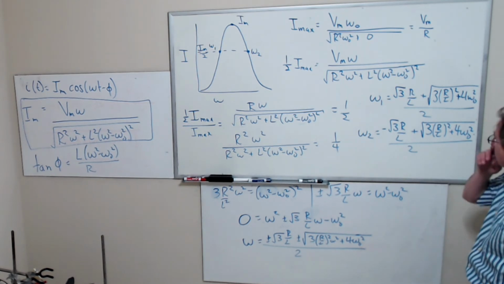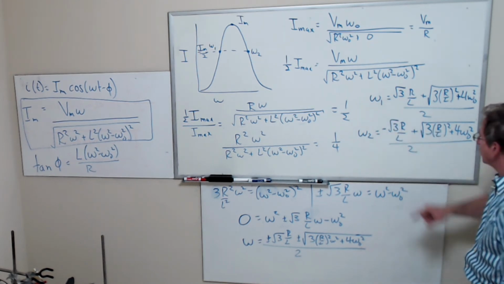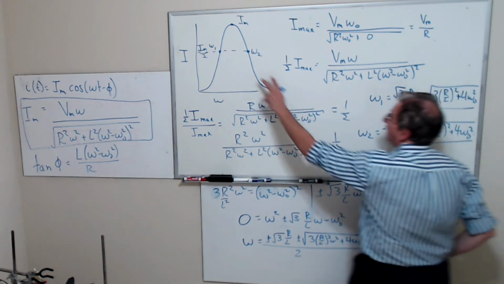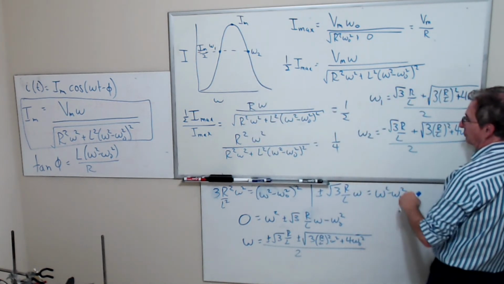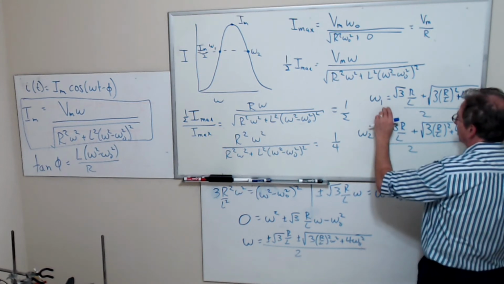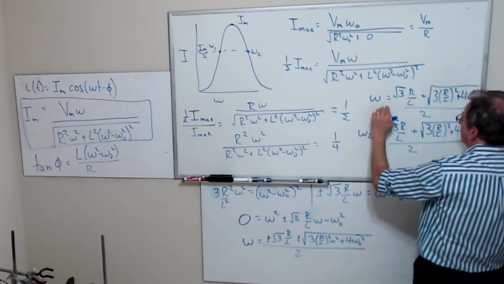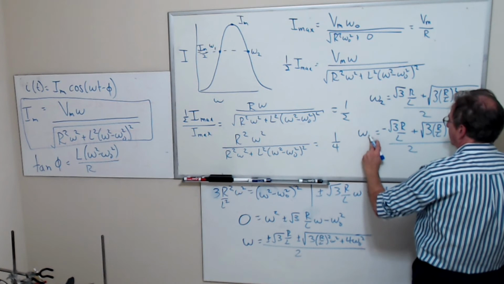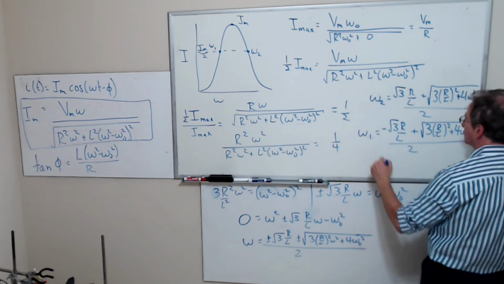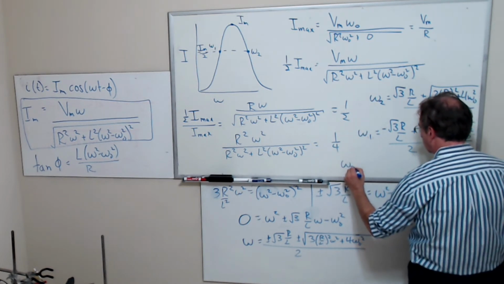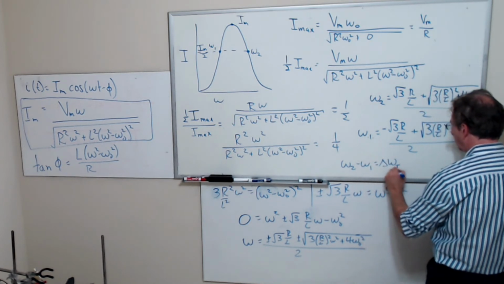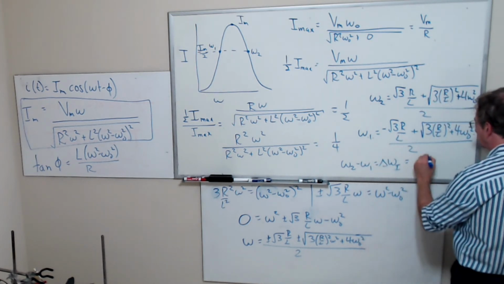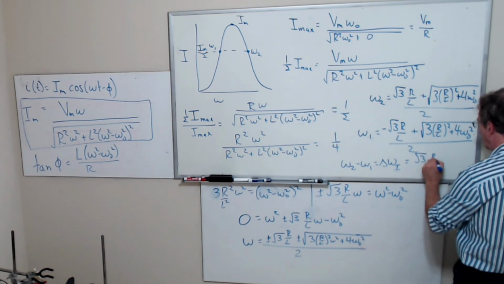Now, if you take the difference, if you take this minus this, I have the numbers swapped. I should have called this omega 2 and this omega 1. If I take omega 2 minus omega 1, that's delta omega for the current graph, and that's going to give me the square root of 3 r over L.